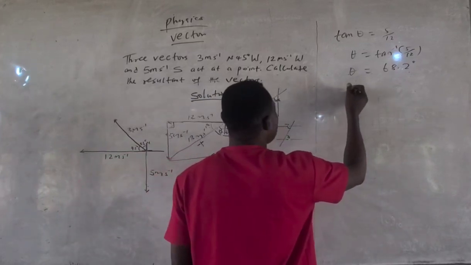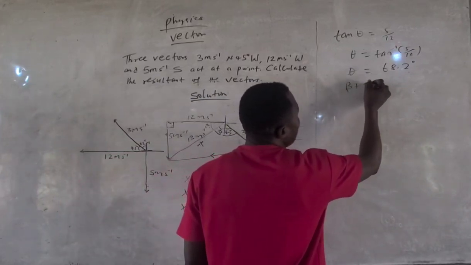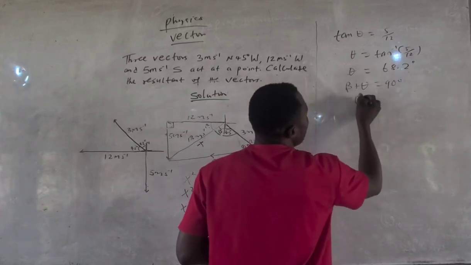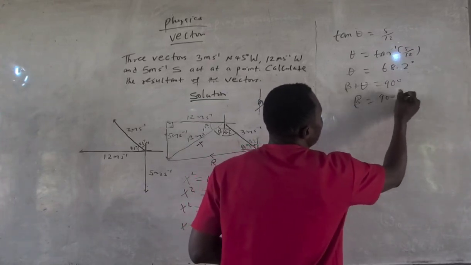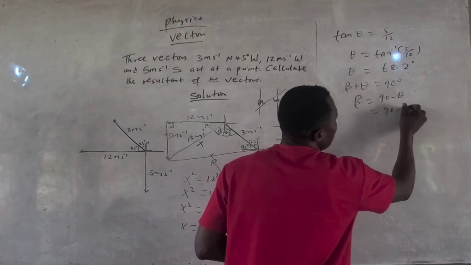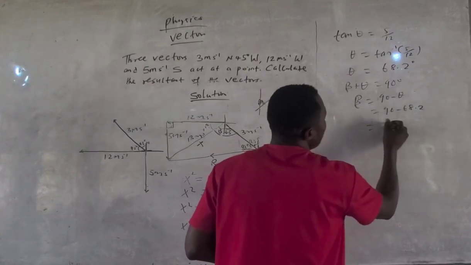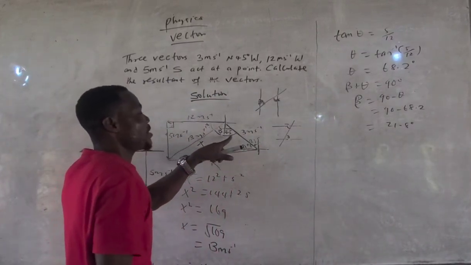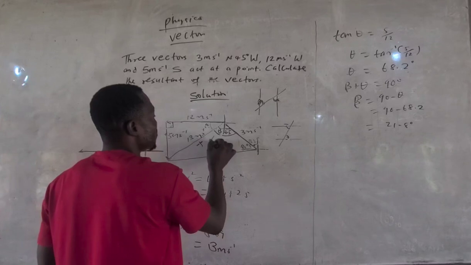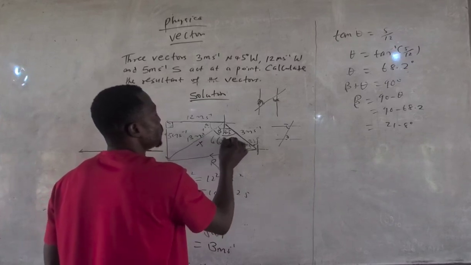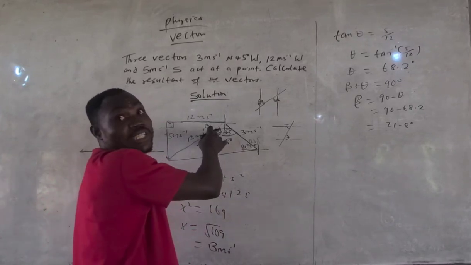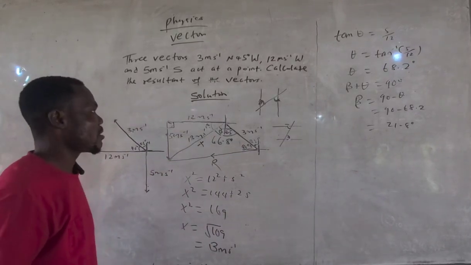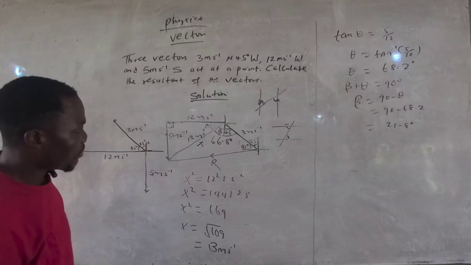Recall that alpha plus beta plus theta is 90 degrees. So beta is 90 minus theta, which is 90 minus 68.2, and that gives us 21.8 degrees. So here is 21.8 degrees and here is 45. The whole of this angle is now 66.8 degrees. So if I add this, 21.8, and this, 45, we have what? 66.8 degrees. Okay.